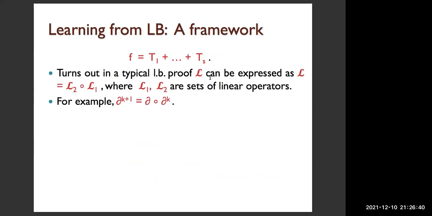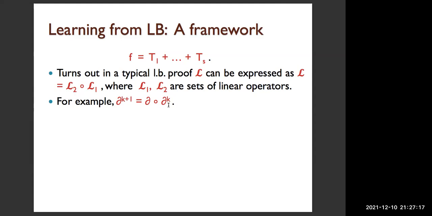It turns out that a typical lower bound proof has more to it. The linear operators that we saw, L, can be expressed as a composition of two sets of linear operators. Just to give an example, we saw this kth order derivatives, right? You can always write a k plus 1th order derivative as a composition of a first order derivative and a kth order derivative. So typically the linear operators that we see in lower bound proofs can be decomposed very naturally into two sets of linear operators, L1 and L2.